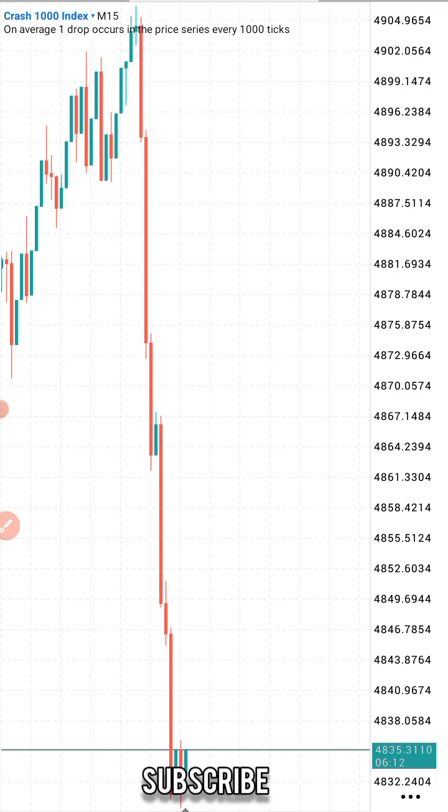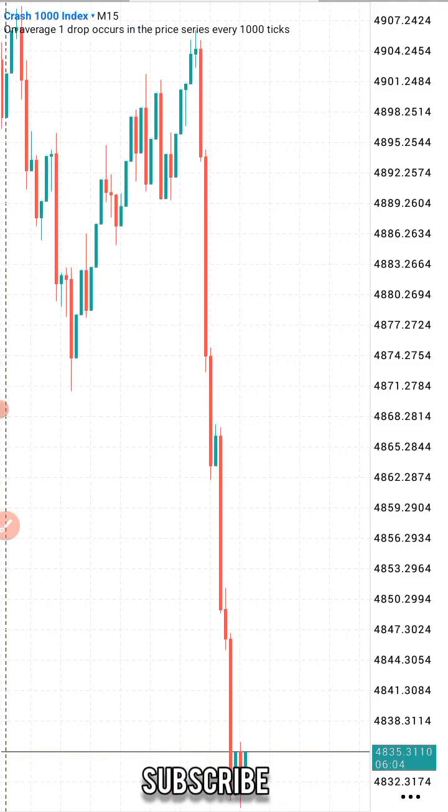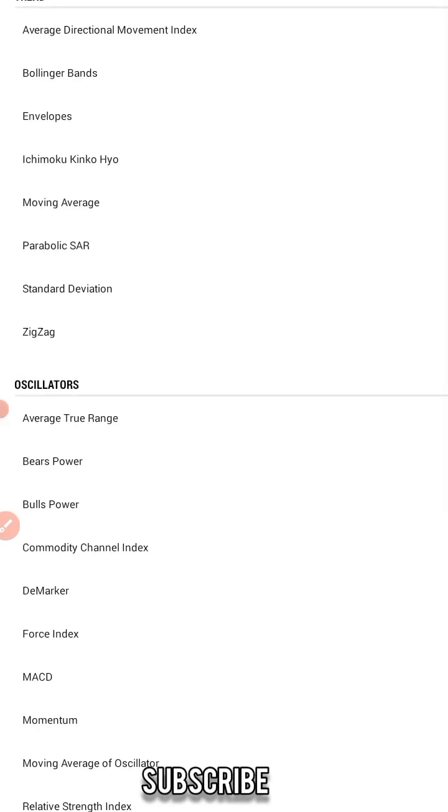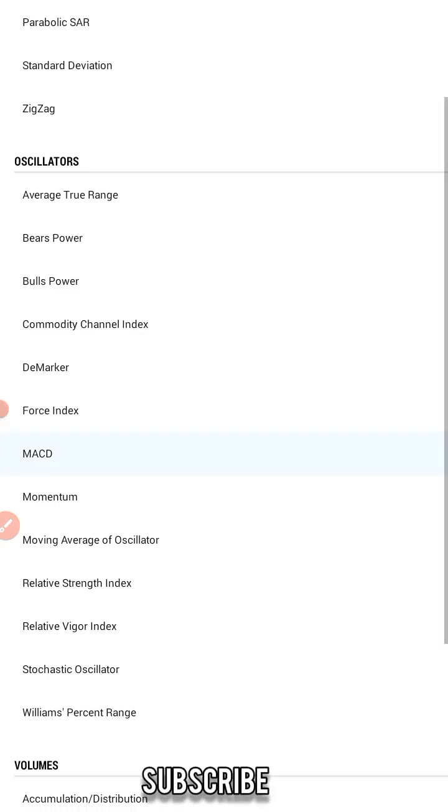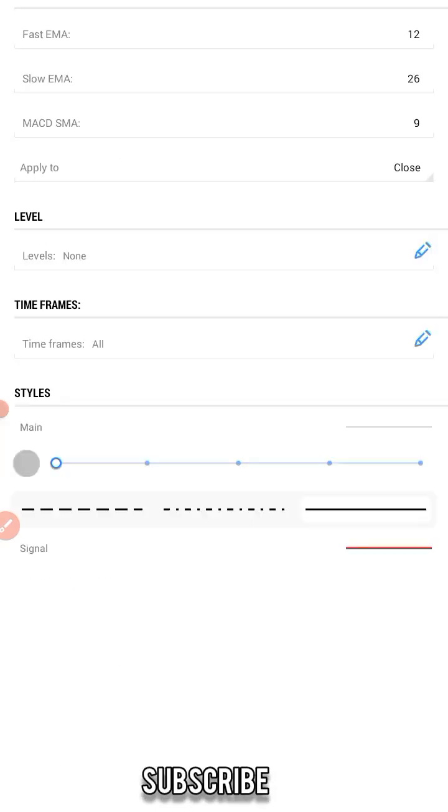Now, what is the MACD? First of all, MACD stands for moving average convergence divergence. Look at it here. Go to the indicator and move down here. You see MACD. It is called moving average convergence divergence. MACD, moving average convergence divergence. That is it.